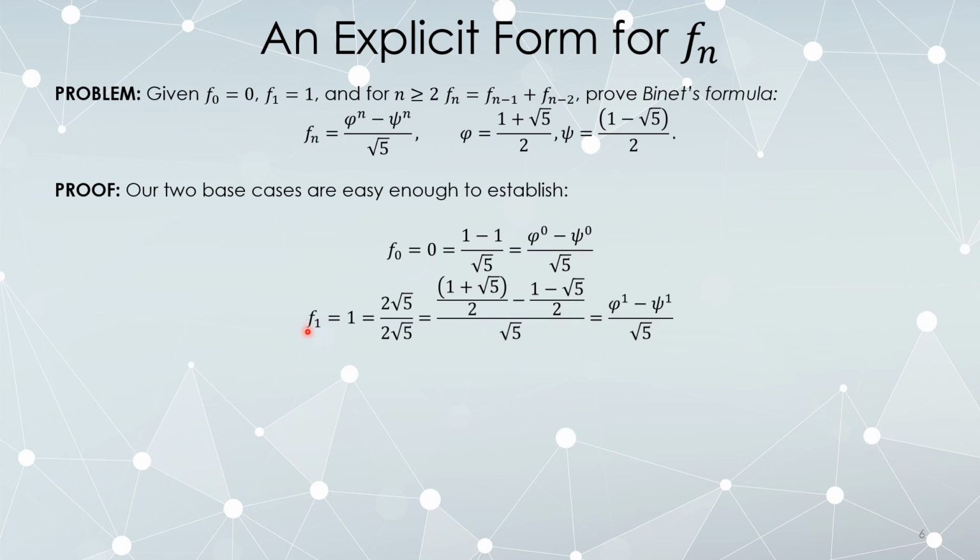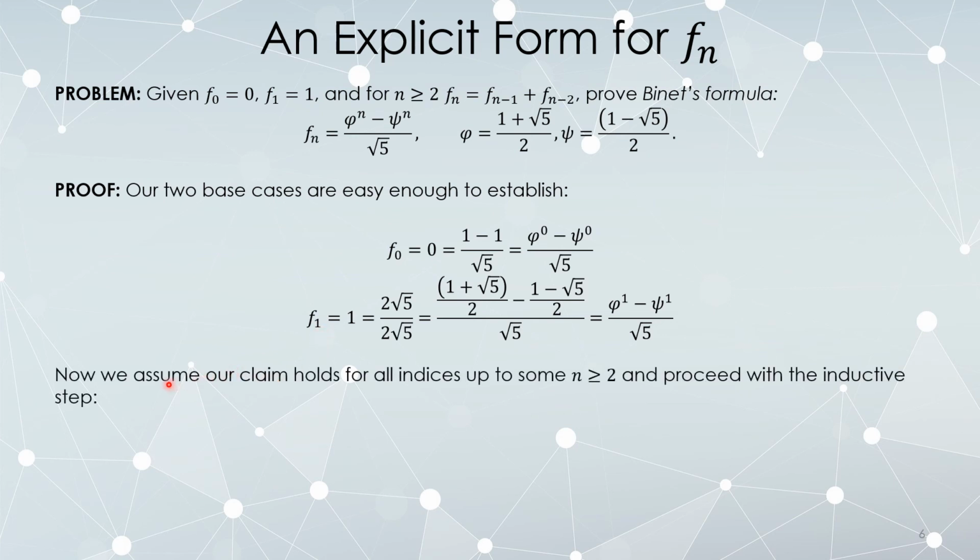For index 1, it's a little tedious. Phi to the first would be 1 plus root 5 over 2, minus psi to the first, 1 minus root 5 over 2. Notice this 1/2 will exactly cancel this 1/2, and then I'll have root 5 plus root 5, or 2 root 5 over 2, all over root 5. So I get 2 root 5 over 2 root 5, which is 1, which is exactly the value of f sub 1 that was given. So while it did take a little bit of computation, we were able to verify that the explicit formula, Binet's formula, holds for index 0 and for index 1.